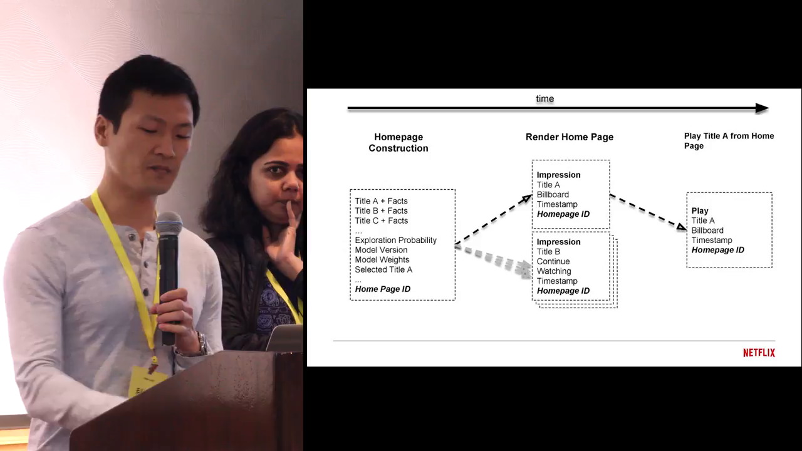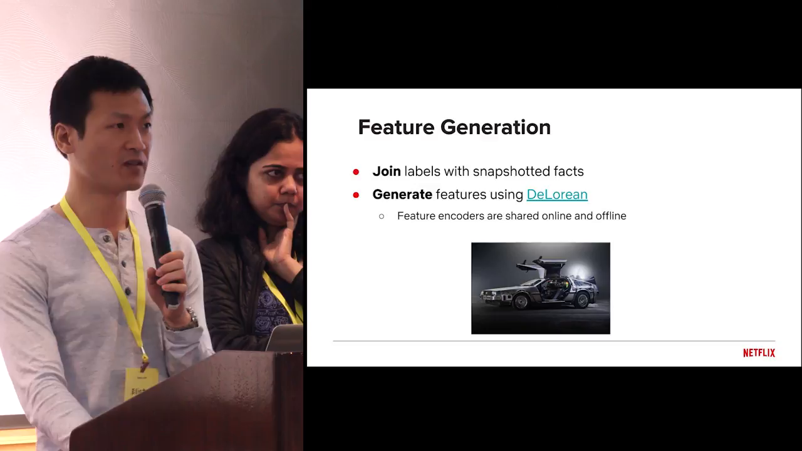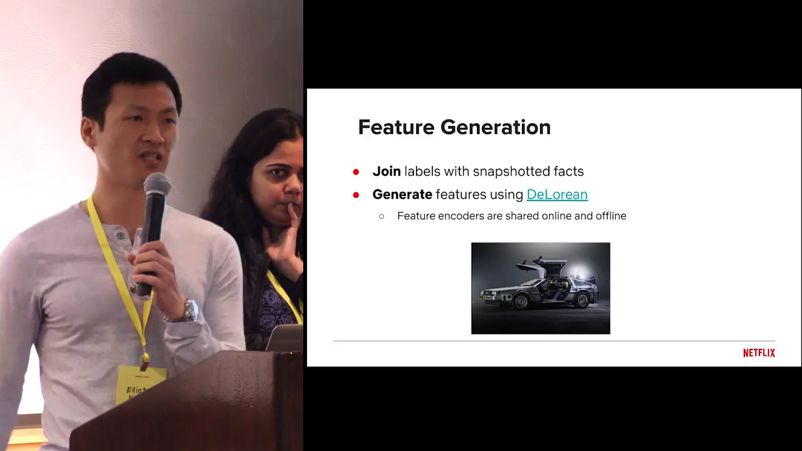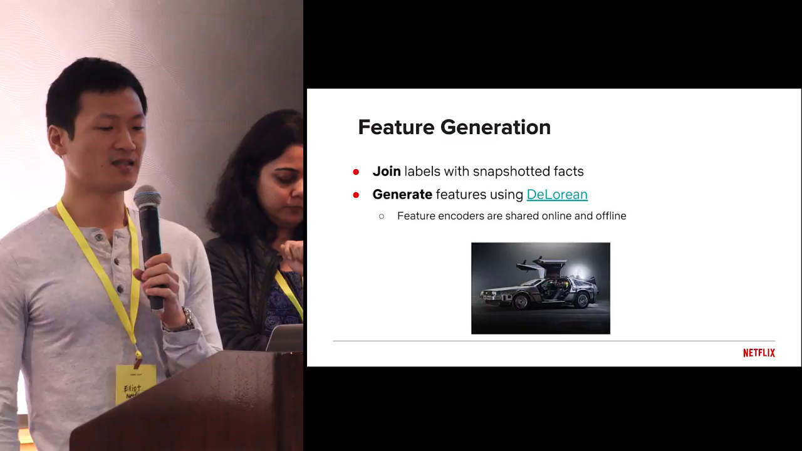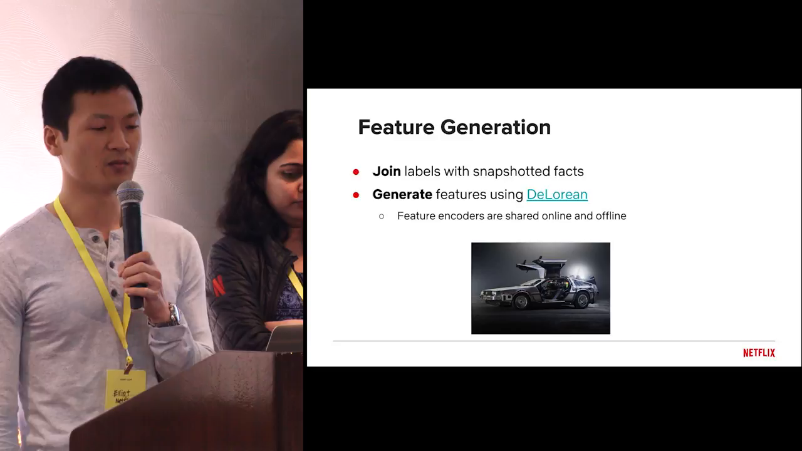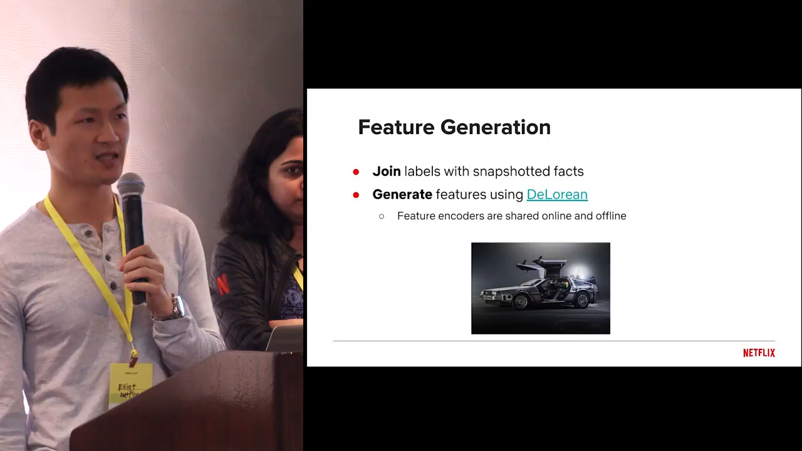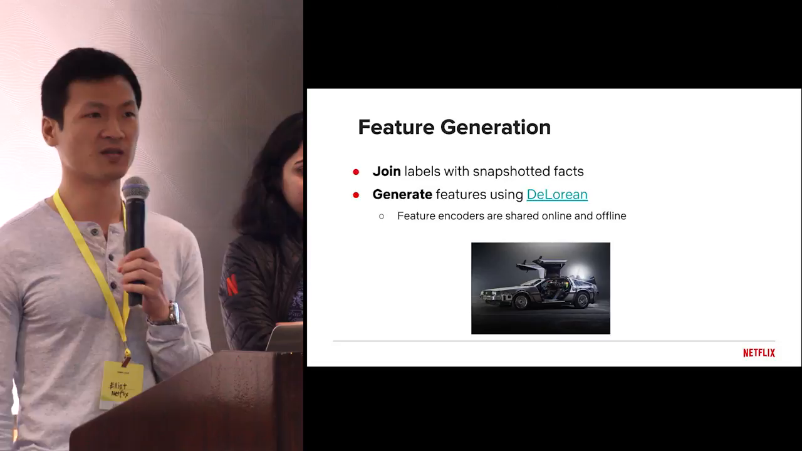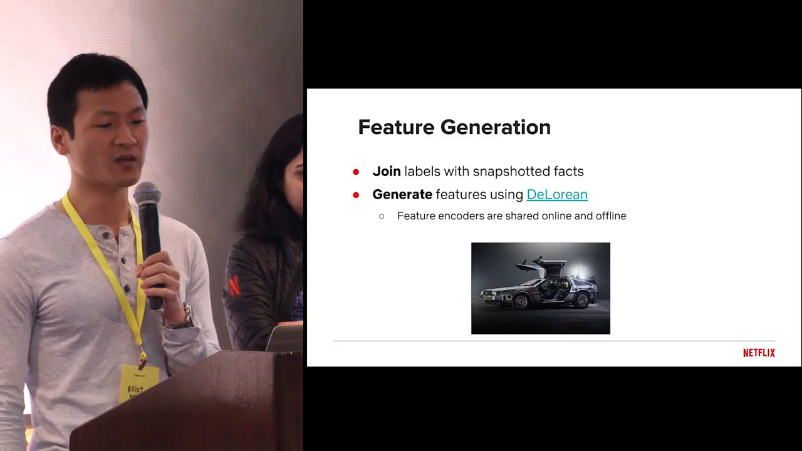Once we have our labels defined, we can generate our features. We join our labels with our snapshotted facts. This is done through a Netflix library called DeLorean. This library allows us to do time travel and pick the correct version of data to be used for those labels. Also, this library allows us to use the same feature encoders online and offline. This prevents us from introducing discrepancies or bugs when we switch between the online and offline worlds, and we can guarantee that what we evaluate in each setting is the same.